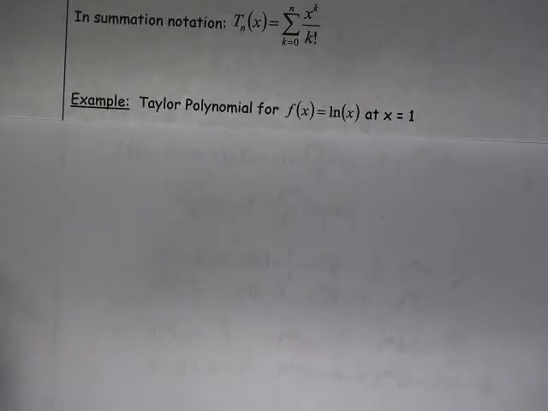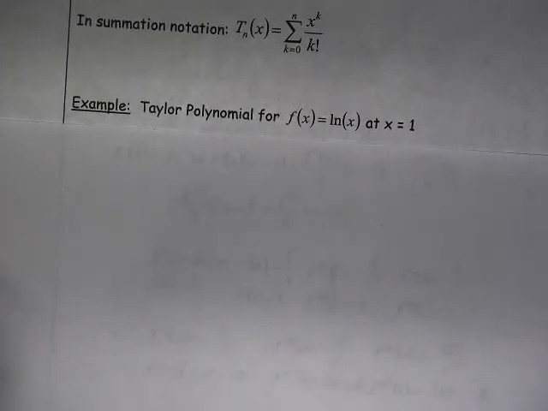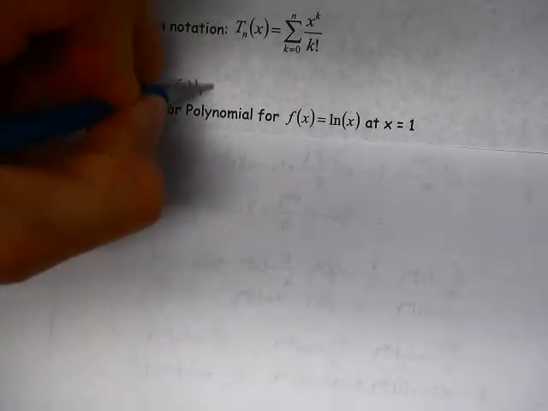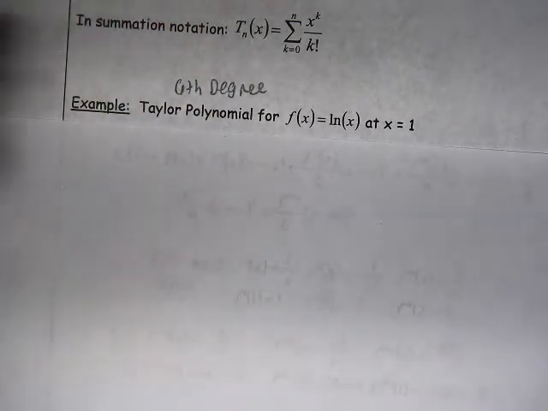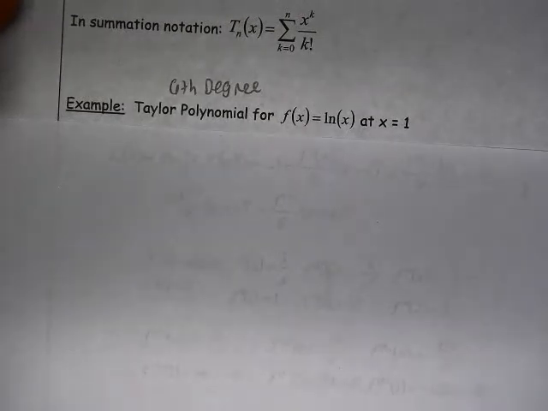All right. Let's take a look at the natural log of x. So in this case, we're going to go all the way to the sixth degree. We're going to find the sixth degree Taylor polynomial for ln of x. But this time we're not going to do it at x equals 0. We've done the last two at x equals 0. We're going to do this one at x equals 1.